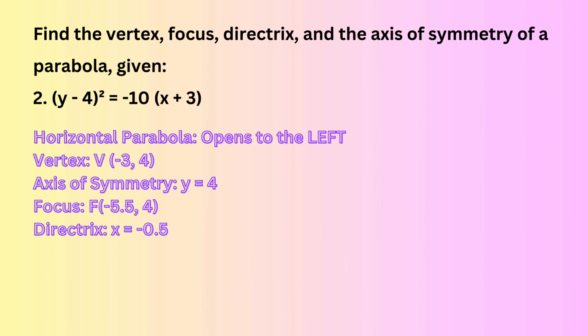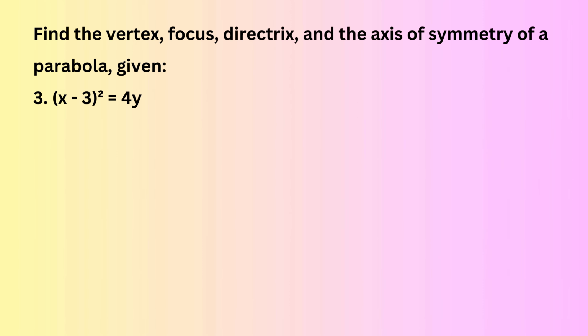For this third given, we have x minus 3 squared equals 4y. This time, let's try not to use a Cartesian plane to visualize the given. Instead, we will use a pattern that you might have observed from the first two problems.